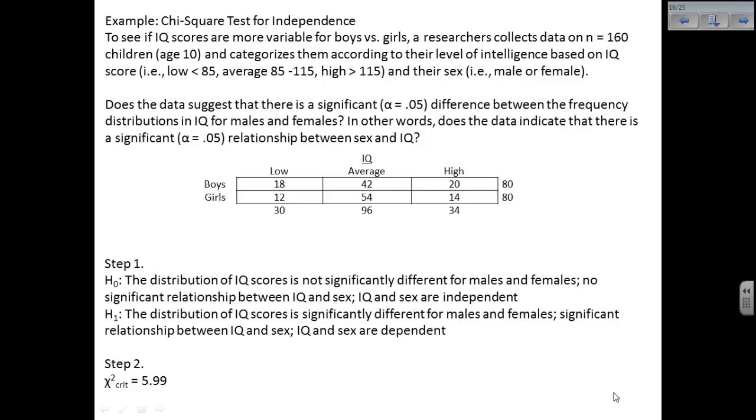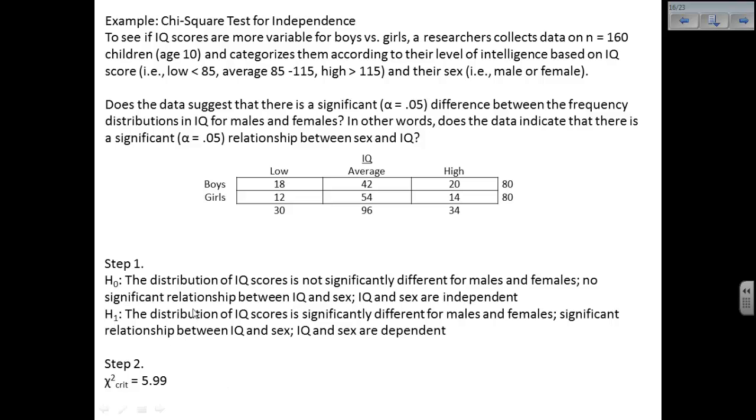Now let's move on to a chi-square test for independence, where you have two variables. So in this example, our two variables are IQ and sex. And we are wanting to see if there is a significant relationship between IQ and sex for a sample of 160 children aged 10. So we've got three different categories of IQ. The criteria are up here, boys and girls.